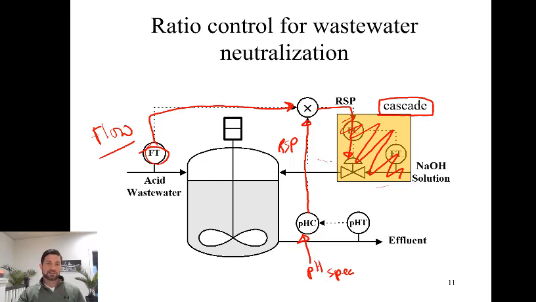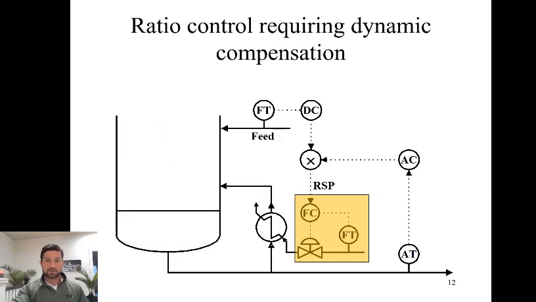Right, some things you might notice in the system is that if both of those flows increase, the level in the system will increase. So probably in this system, there's going to be a level control that's based on the flow of the effluent coming out of the system in order to keep the level at a fairly constant level. Okay, so that's how ratio control works.